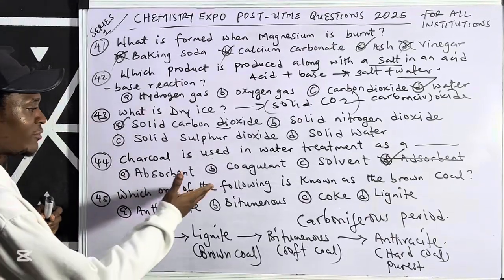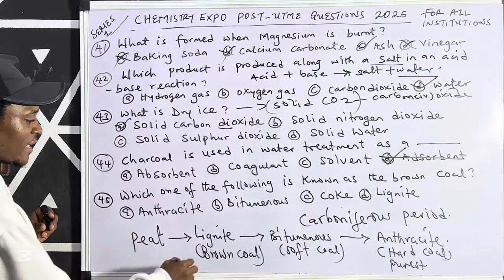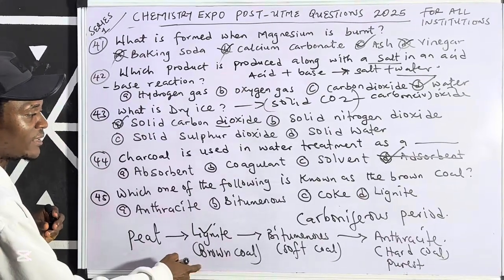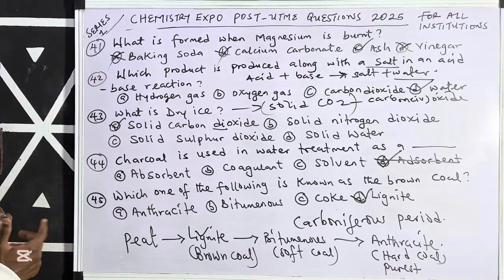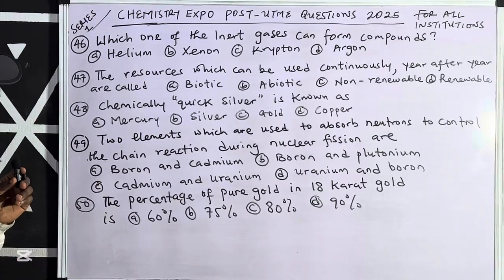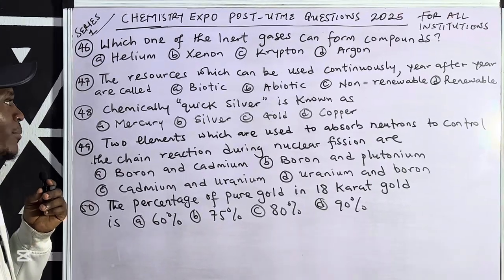Now, which one of the following is known as the brown coal? It's obvious now that the brown coal is lignite. So the correct option is option D. So let's see the next question. Question 46. Which one of the inert gases can form compounds?